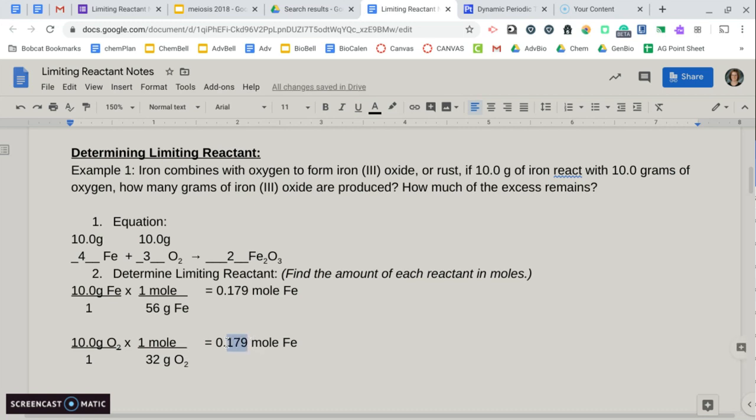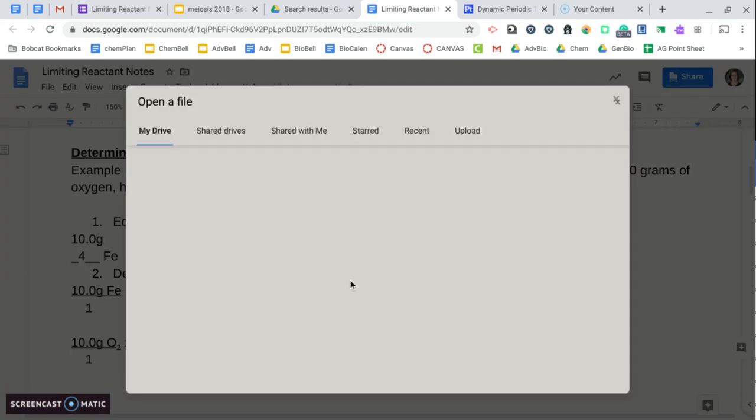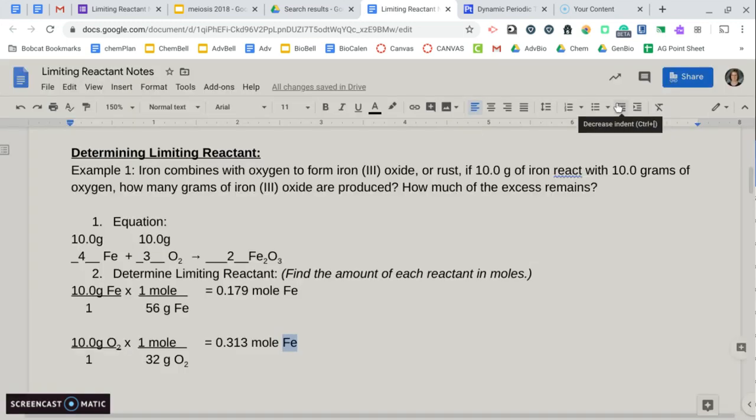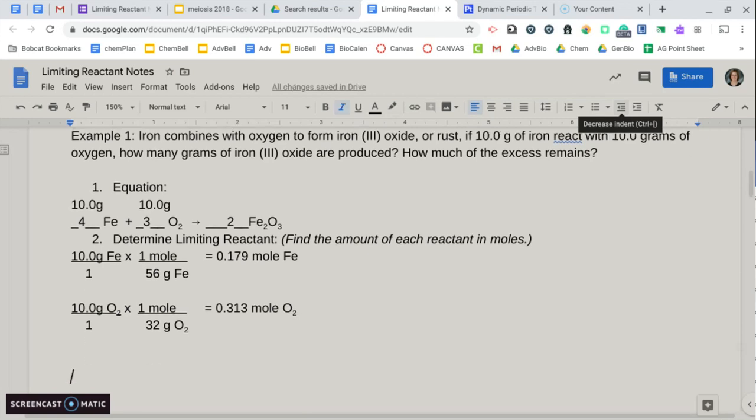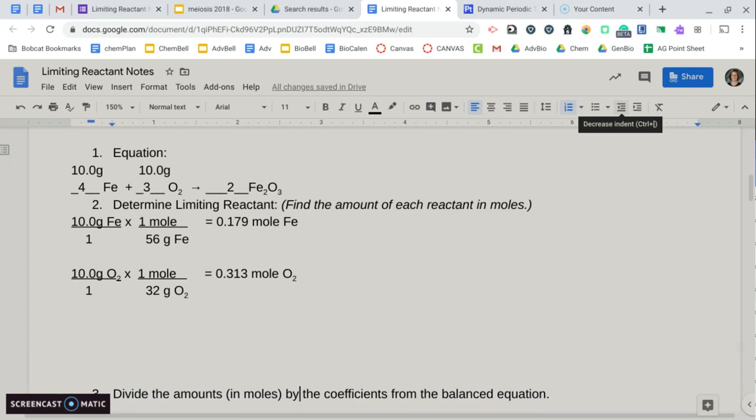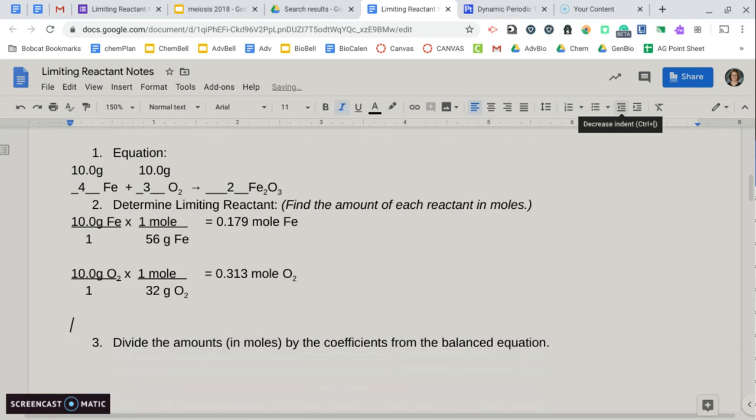All right, let's see. And then for oxygen, I got 0.313. All right, and then our next step here is to divide by the number of moles. That's the coefficient from the balanced equation.